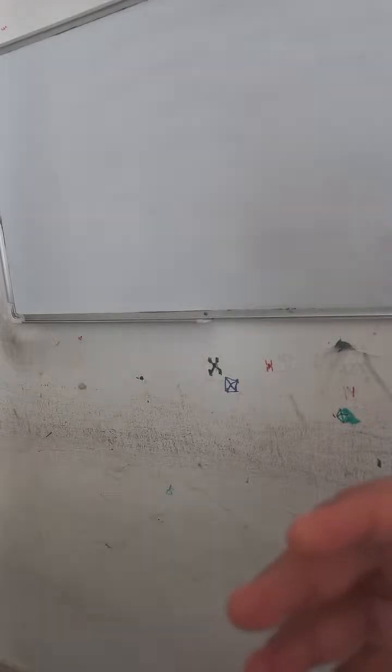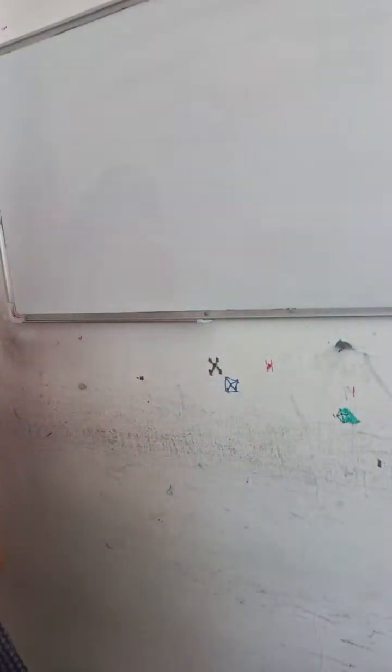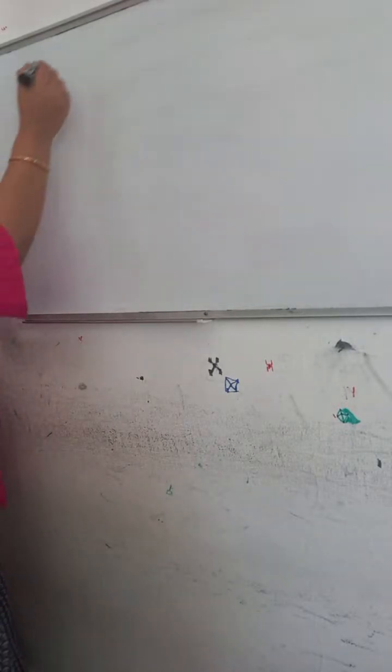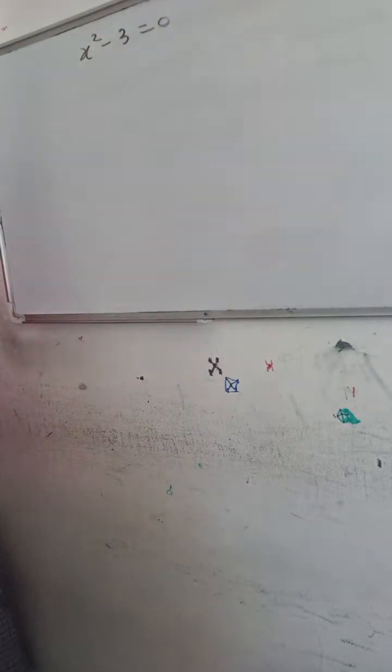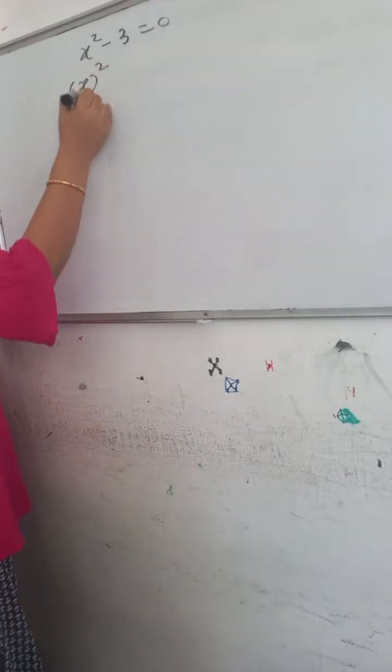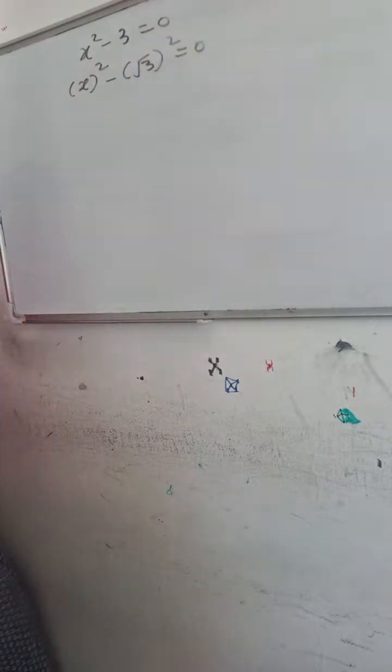While solving PYQ, the syllabus before and now is totally different. Okay, here they are asking x square minus 3 is equal to 0. What can you write here? Can I write x square minus root 3 whole bracket square is equal to 0?